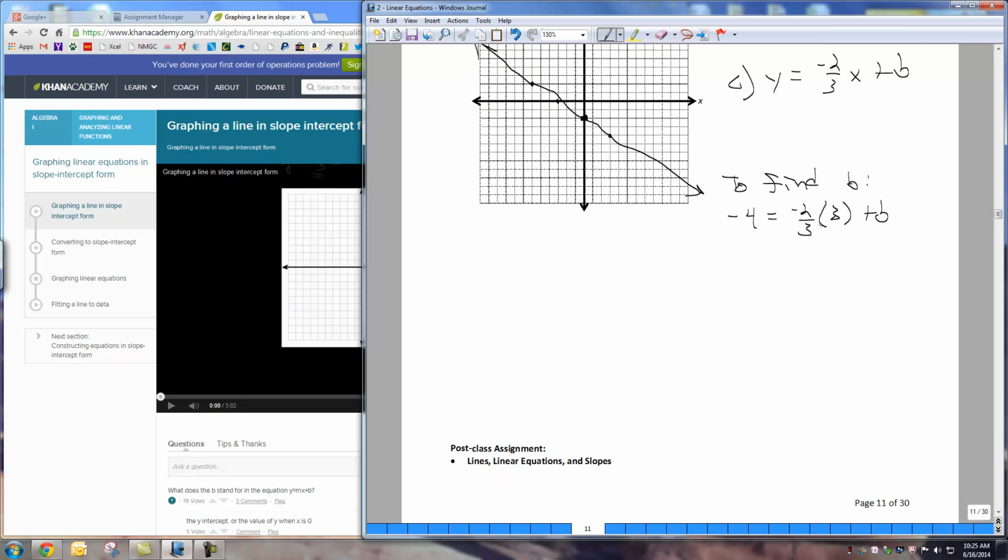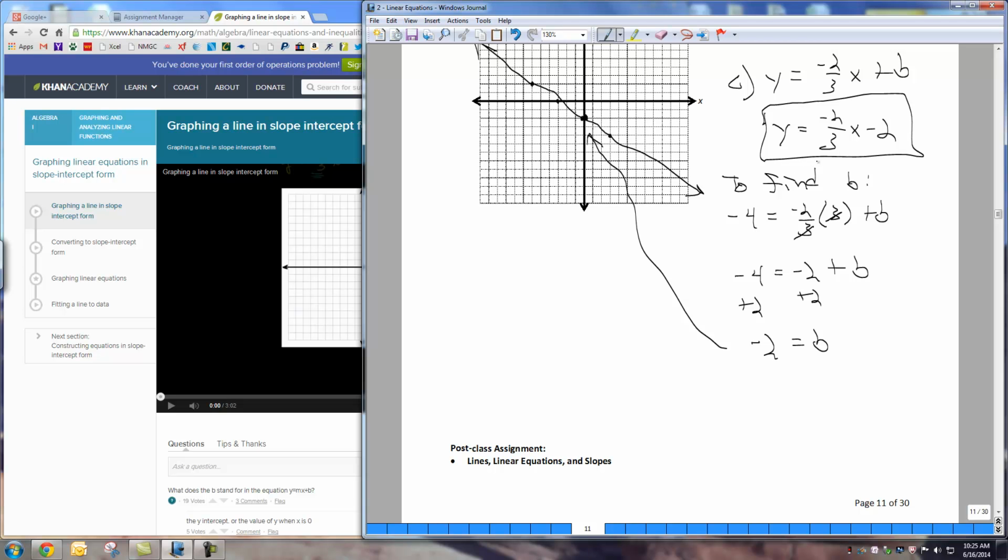So now let's just solve this equation. It's nice here: negative 2/3 times 3, the 3's just cancel. So I'm left with negative 4 equals negative 2 plus b. And to solve for b, I need to add 2 to both sides. And that implies that negative 2 equals b, which is exactly verified by our graph right here. So I'm going to plug in negative 2 for b. So the equation of my line is y equals negative 2/3 x minus 2.